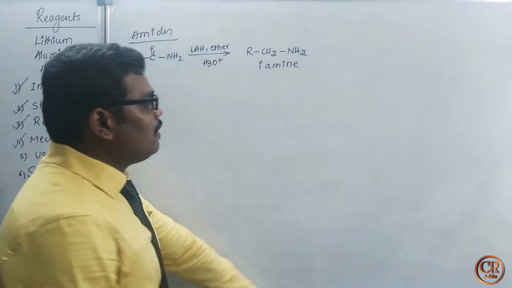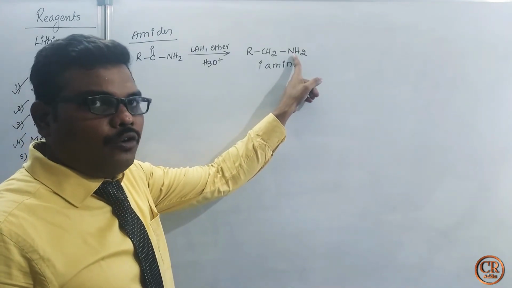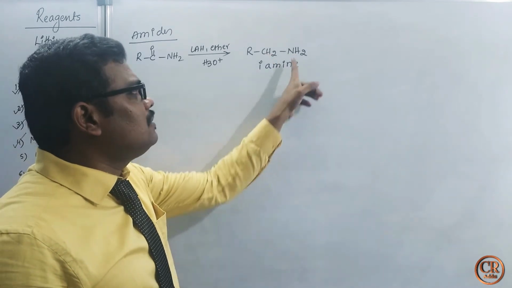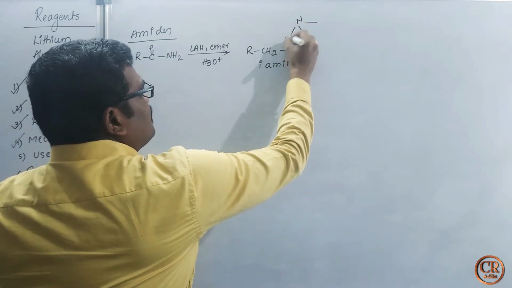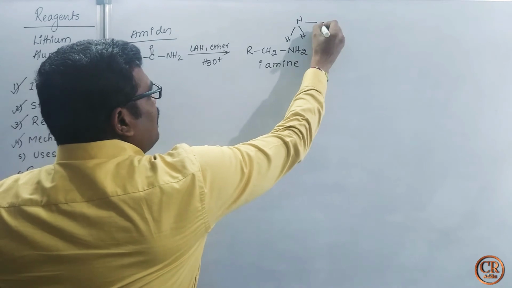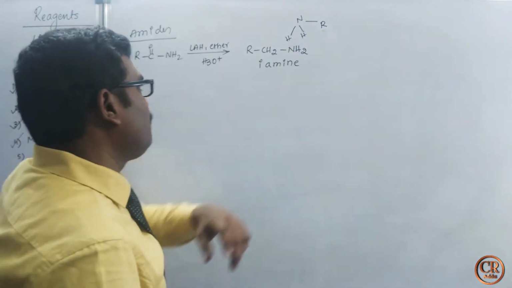This is a primary amine. Already you know, if only one hydrogen of ammonia is replaced by alkyl group, that is called a primary amine. So this is a primary amine because in ammonia there are H and H, and only one hydrogen is replaced by alkyl group. So that's why this is called a primary amine.